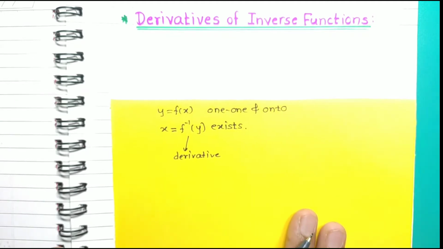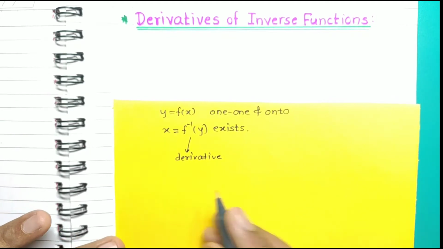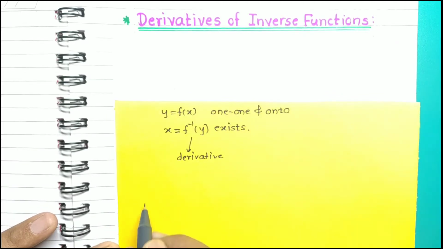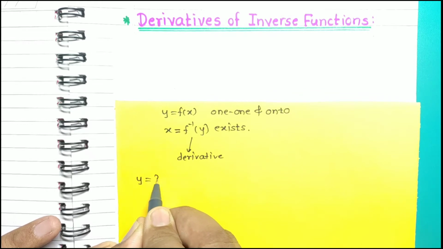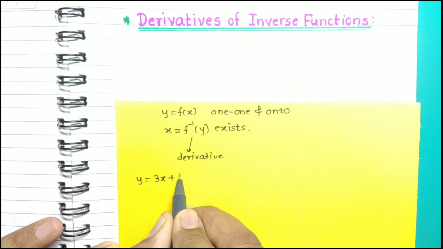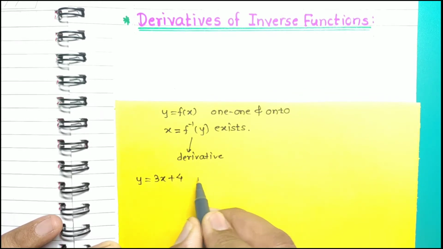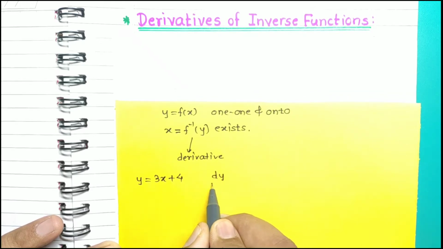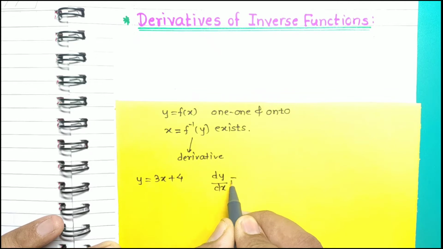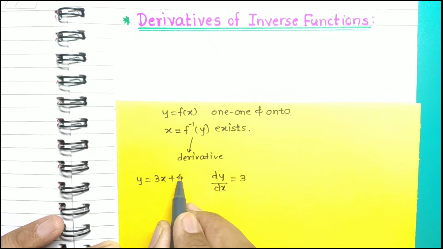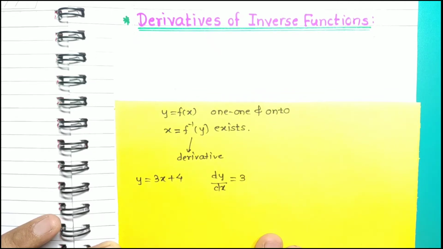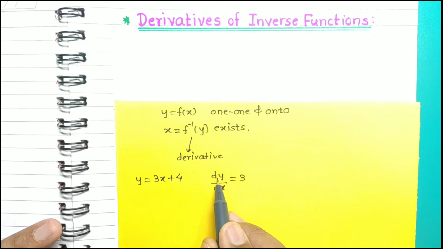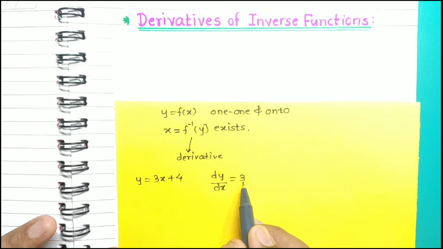Let's see some examples. If y is equal to 3x plus 4, we can easily find the derivative of this function by differentiating with respect to x. We have dy by dx is equal to 3, and 4 is constant, so its derivative is 0. So dy by dx is equal to 3.